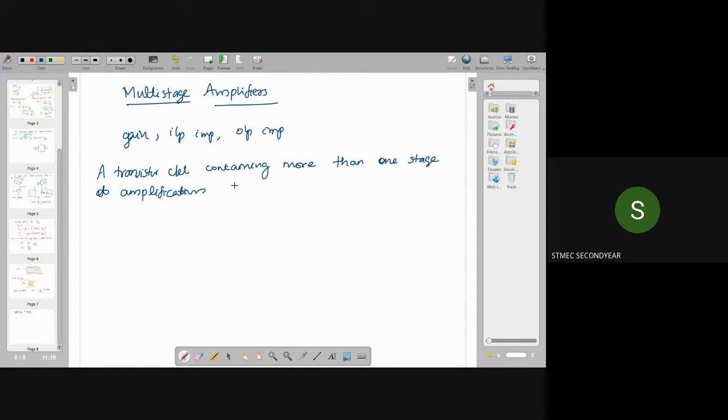Amplification is called a multi-stage amplifier.